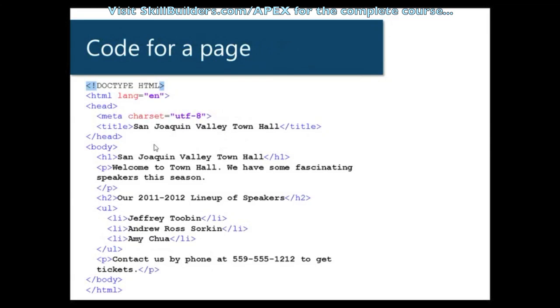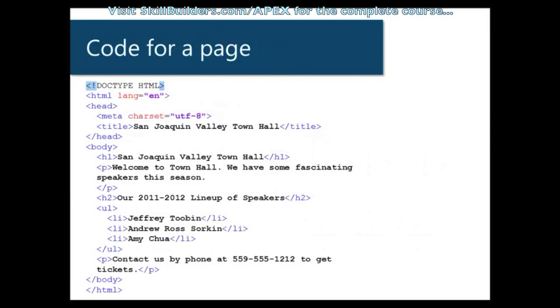Here we have some basic code for a web page. It's hierarchical, as all HTML is. Starting with the doctype, we have the HTML, then we have the head and the body. Inside the body, we have an H1, a P, an H2, an unordered list, and a P. And inside the unordered list, we have some list items.